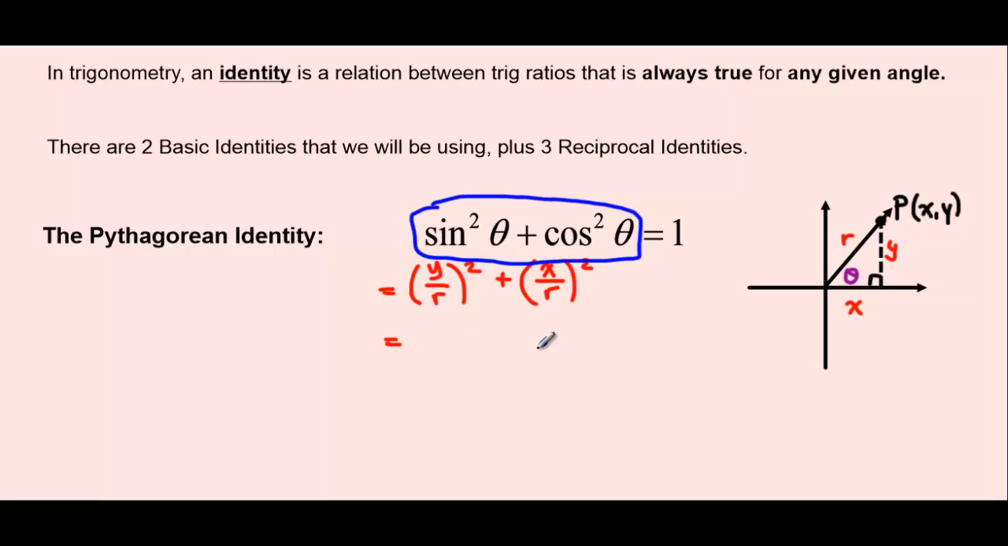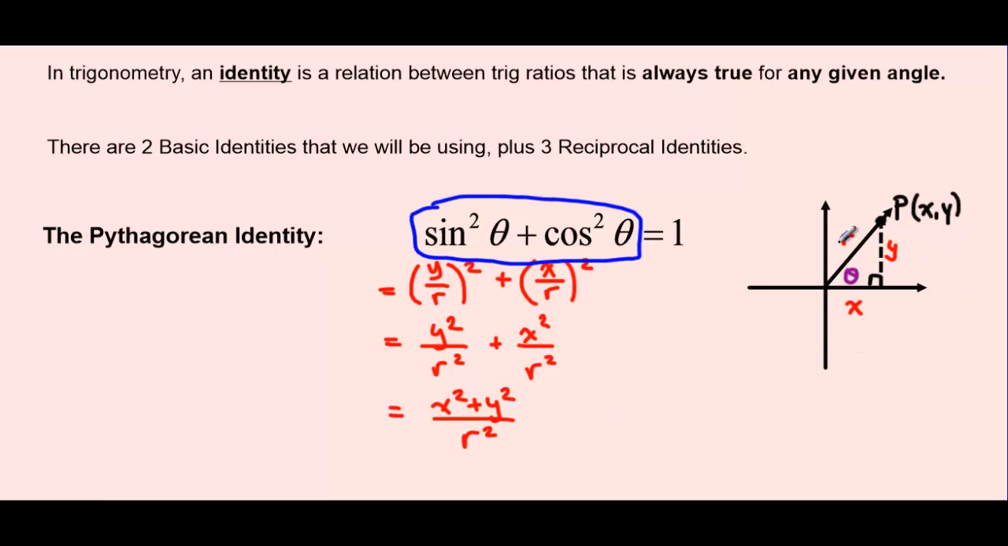Now, let's simplify these things by squaring all of them. So y over r all squared is just y squared over r squared, and x over r all squared is x squared over r squared. When we combine these things, we can see that they already have common denominators. So I'm just going to rearrange this and say x squared plus y squared, those are the numerators when we add them together, over r squared.